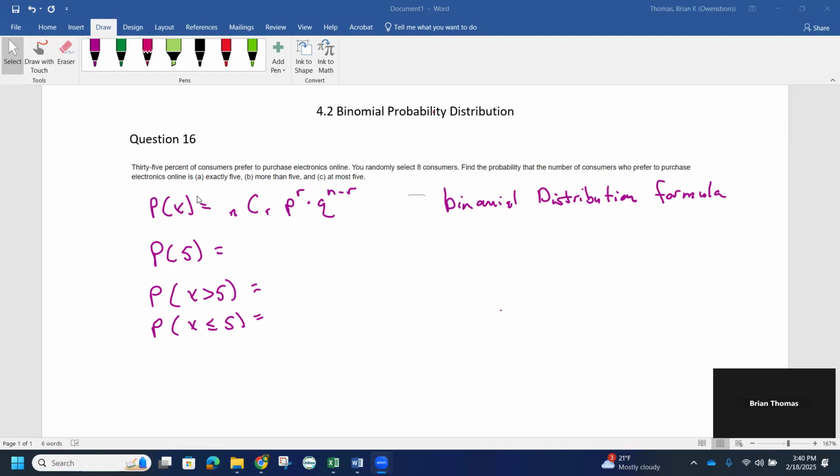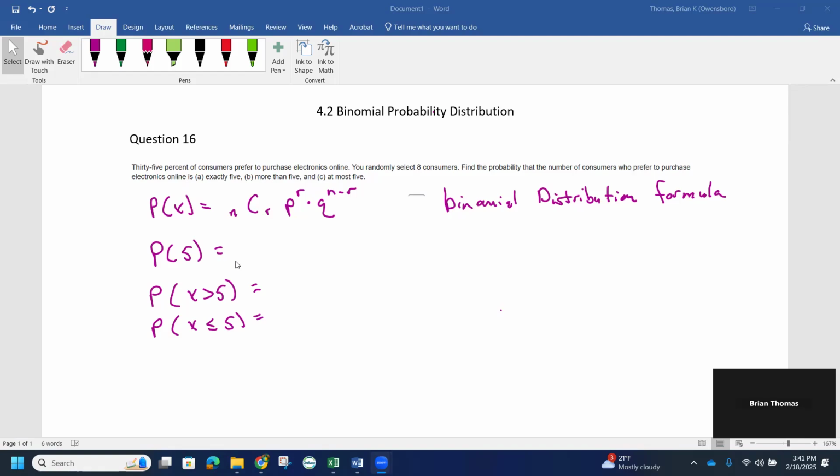So again, what we pick up on is either you prefer to purchase electronics online or you don't. That's how each one is. The other thing is each person is independent of the other person, so they're not influenced by the other person. When choosing these 8 people, there's a 35% chance a person is going to have purchased electronics online. Now, our question is, what's the probability exactly 5 of these 8 purchase electronics online? So this becomes a binomial distribution.